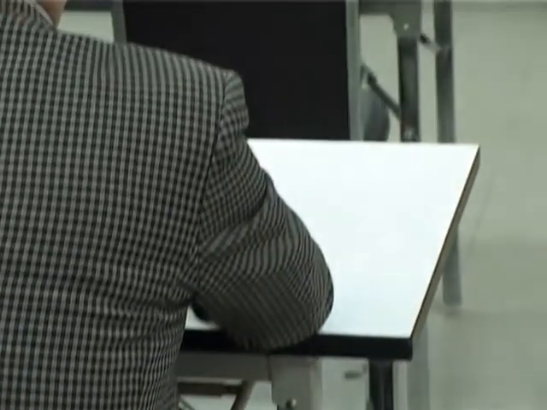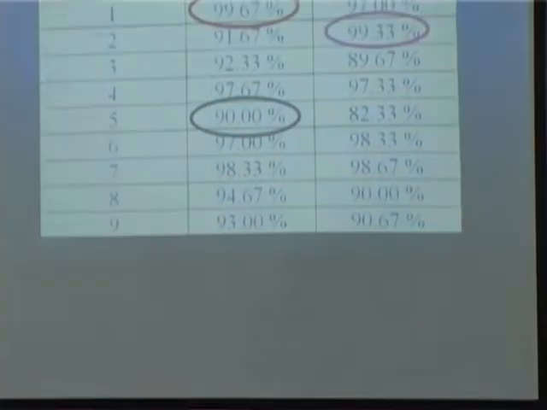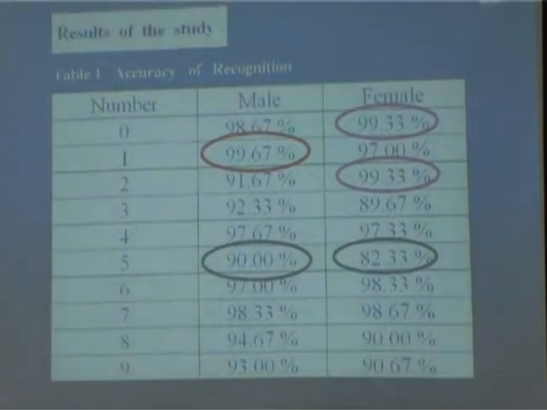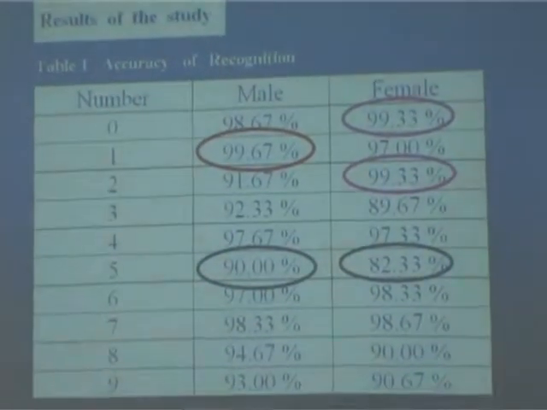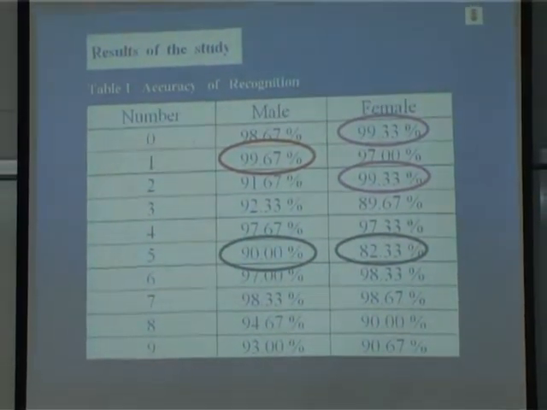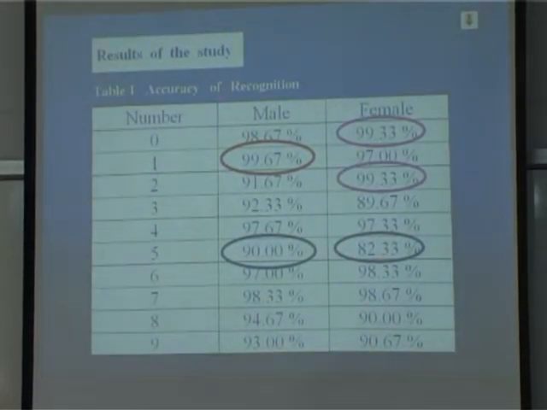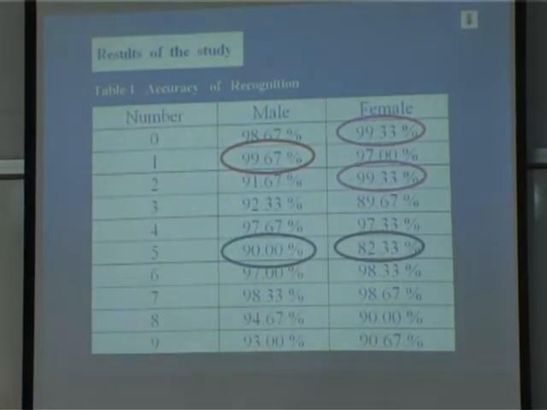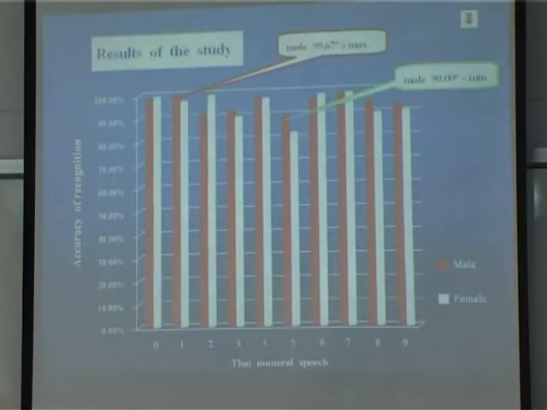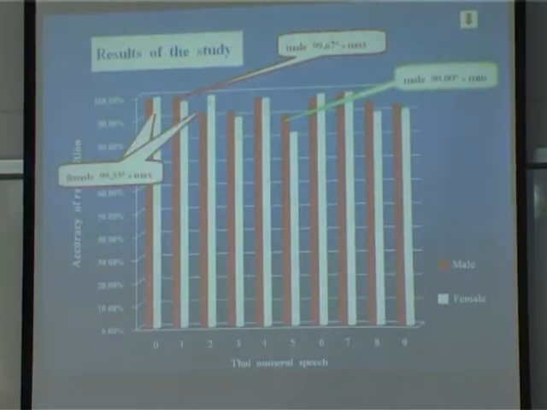For the female speech group, the percentage of maximum recognition rate is 99.33 at number 0 and number 2. And the minimum rate is 82.33. This slide is made to show it clearly.